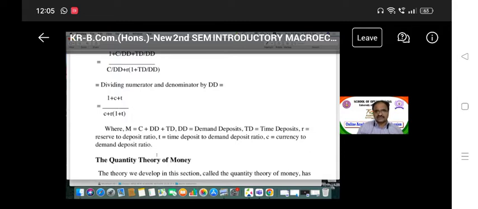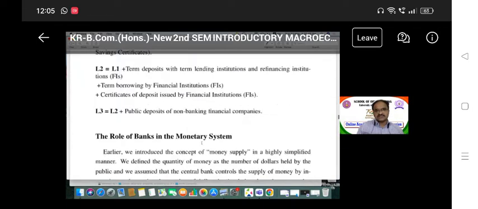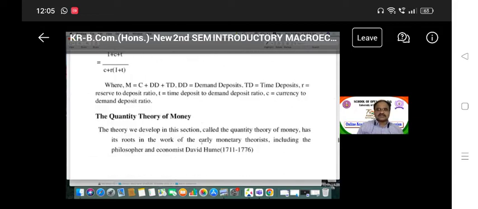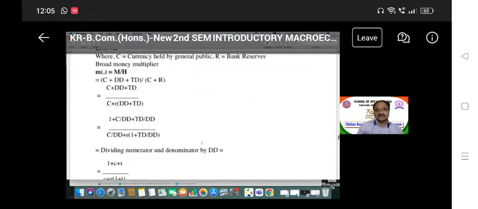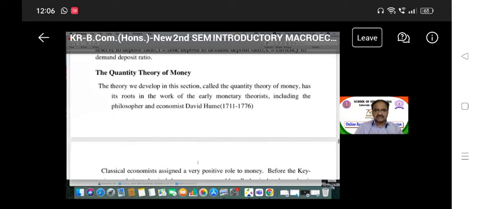So M, the money supply, is equal to C plus DD plus TD. DD is demand deposit, TD is time deposit, R is the reserve ratio, plus the time deposit to demand deposit ratio and the currency deposit ratio. So this is what we have discussed up to now, the different types of multiplier concepts, money multiplier, currency multiplier, the entire monetary system. Dear students, we have now discussed the basic concept of money supply, measures of supply, components of supply, and how you can measure the money multiplier and currency multiplier. High power money detail you can discuss in the lesson chapter. That is today's class. Tomorrow we'll discuss the quantity theory of money and continue with demand for money.